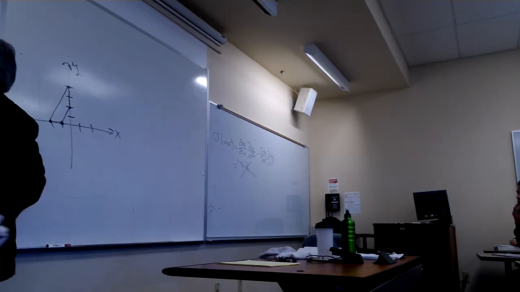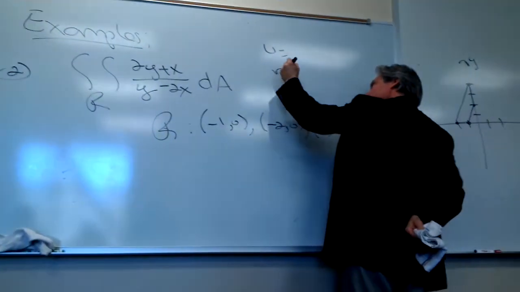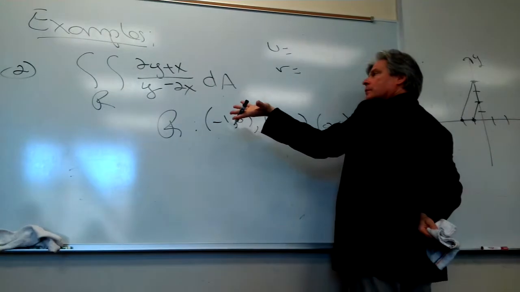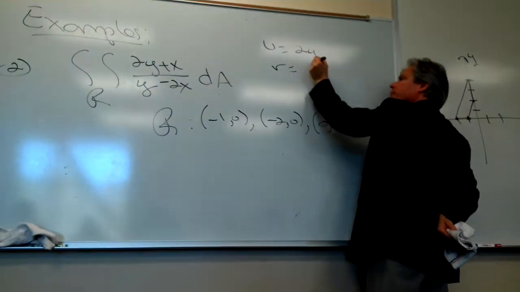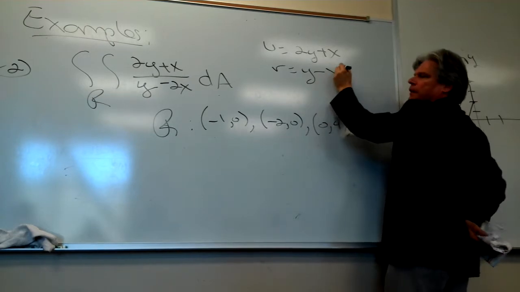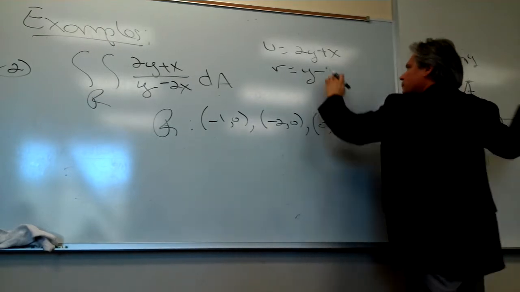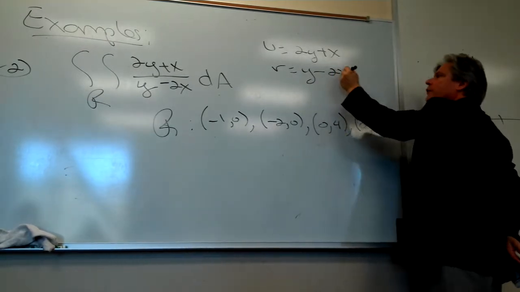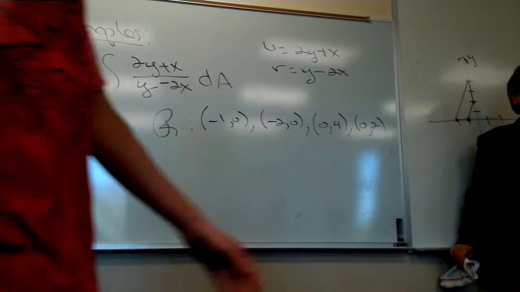What do you think I should allow u and v to be? I mean, just naturally. Yeah, the top and the bottom. But you guys, in this particular example, I can't compute the Jacobian yet because I haven't solved for x and y in terms of u and v.